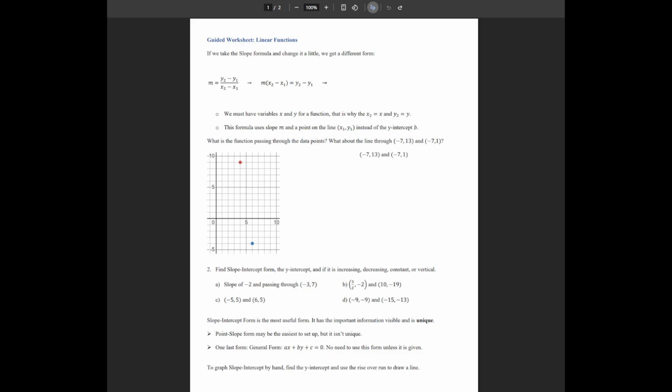Hello, welcome to lesson number 2. In this lesson, we're going to go over the point slope formula for lines. This formula comes straight from the slope equation itself.